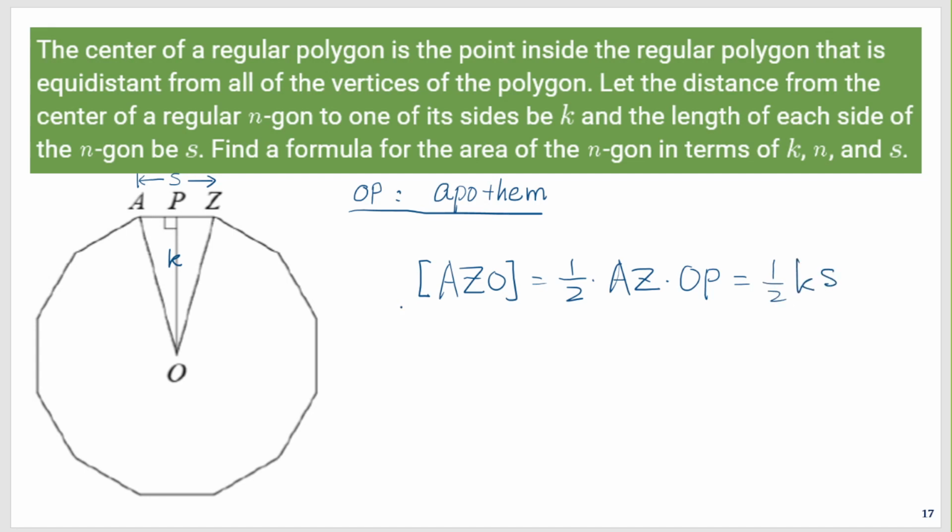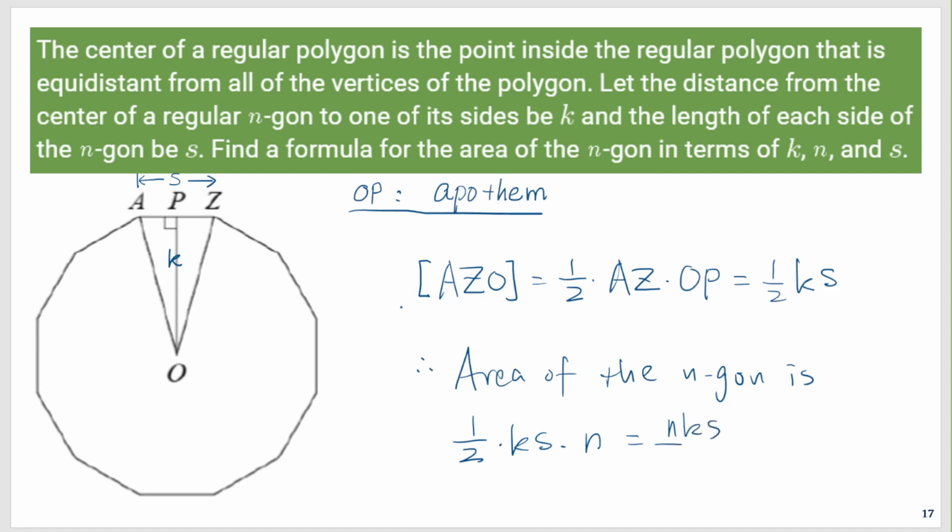And the polygon consists of n such triangles, right? So the area of the n-gon is 1/2 of k times s times n, which can be simplified to nks over 2. Did you get it? And actually you could use this as a theorem to find the area of an n-gon.